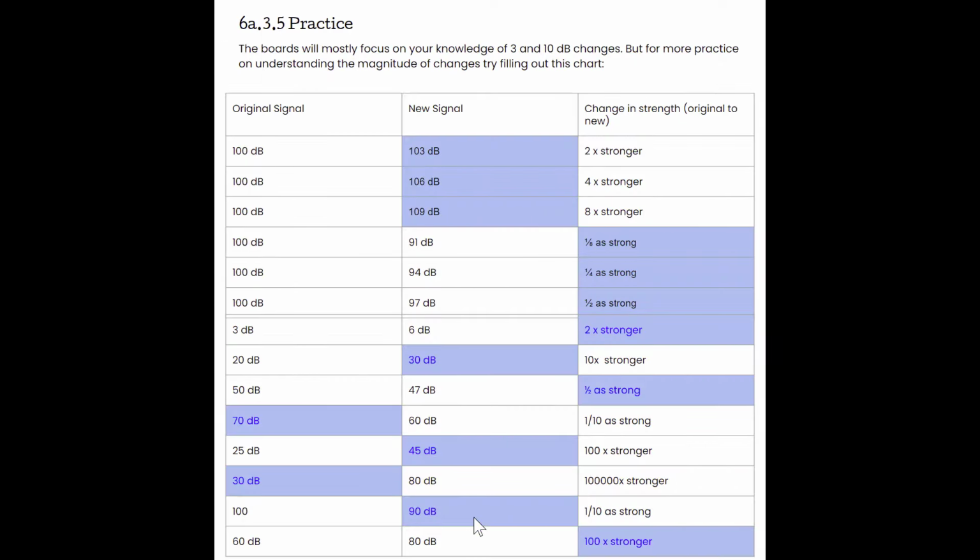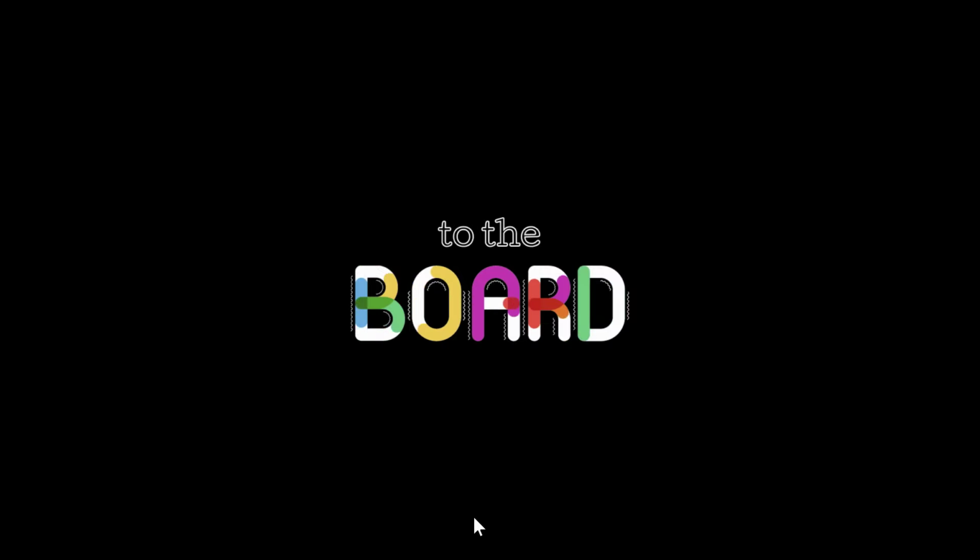Here are the answers to your decibel practice. Feel free to pause if you need to go through and double check your numbers. Remember, you have filled everything in that is highlighted in light blue. Now, if you feel comfortable with these values, understand how to add and subtract decibels, and then describe those decibel changes based on how the intensity is affected, feel free to jump forward to section 6A.4. Otherwise, if you want to see some of these practice problems worked out, we are going to head over to the board to look at a few of them.